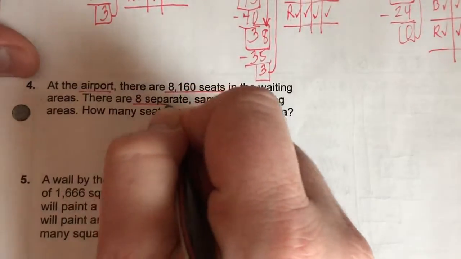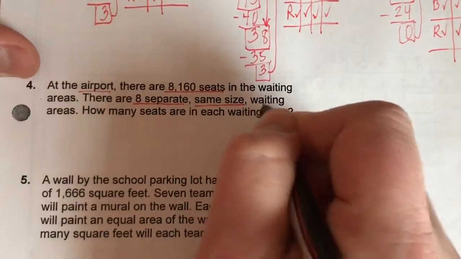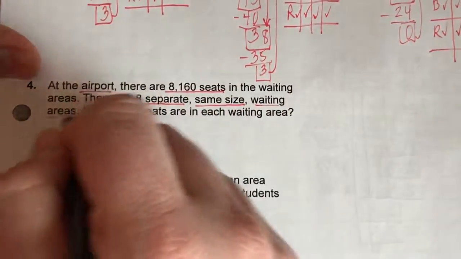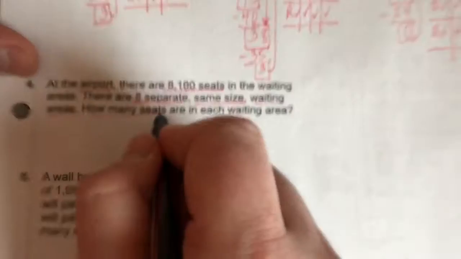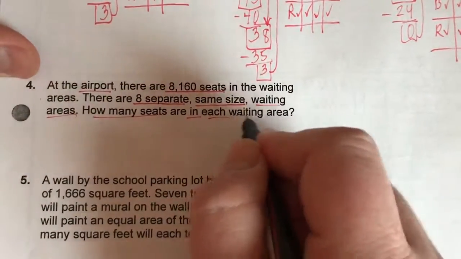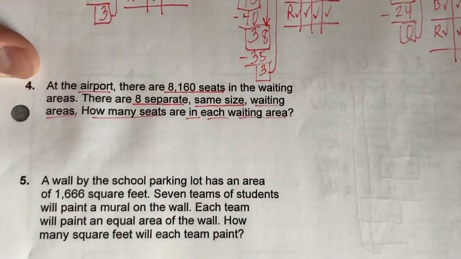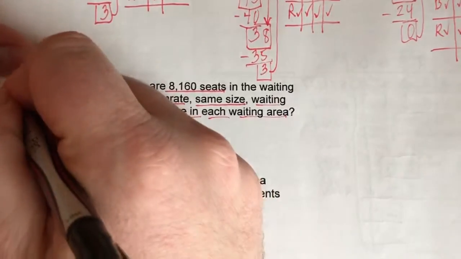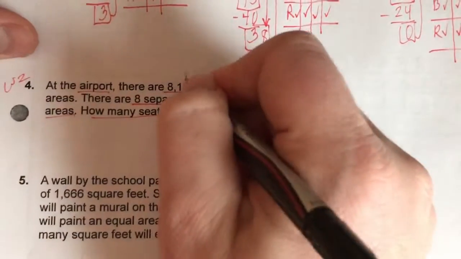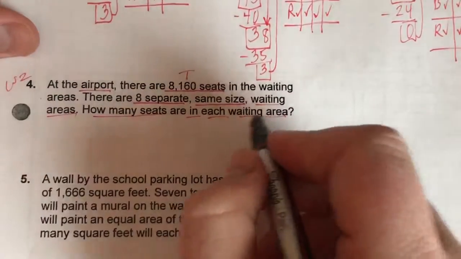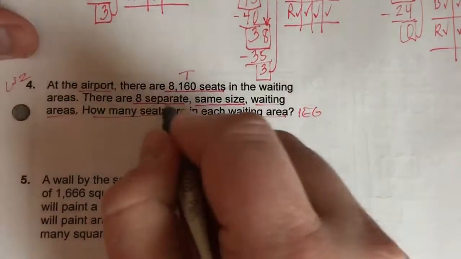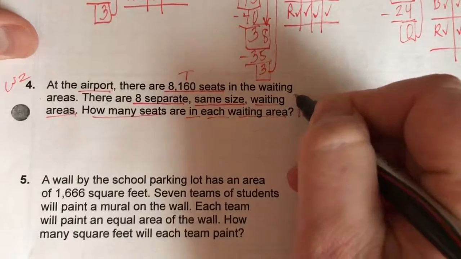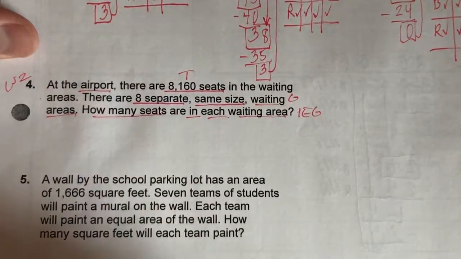There are 8 separate same size waiting areas. So that same size means equal groups. How many seats in each waiting area? Sounds a lot like in each group. So let's go ahead and code this. Definitely a window 2. I have a total amount of seats. I want to know how many are in each waiting area, and I have 8 areas, which sounds like a group since it holds stuff.